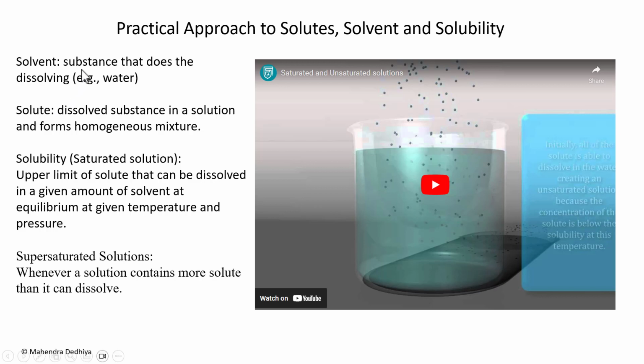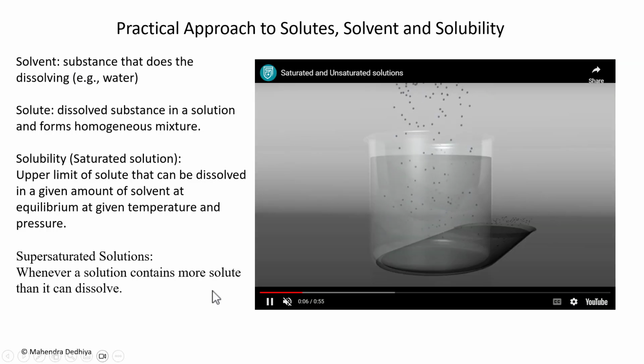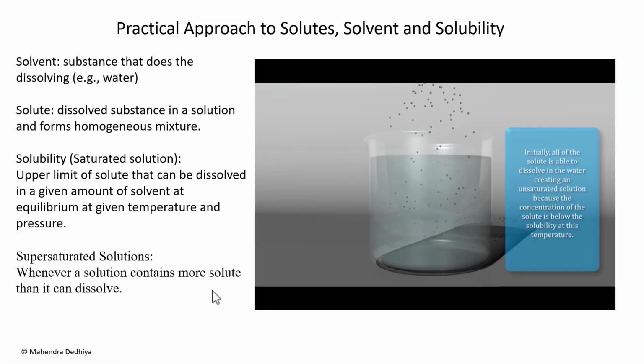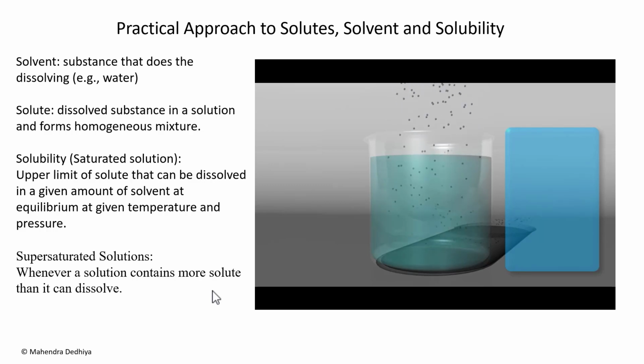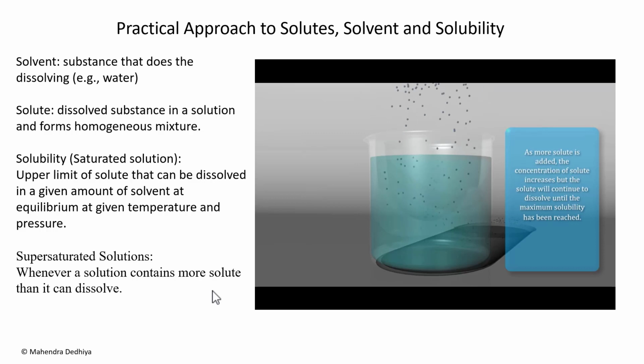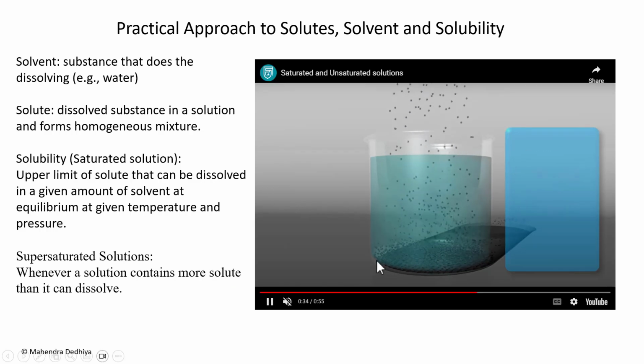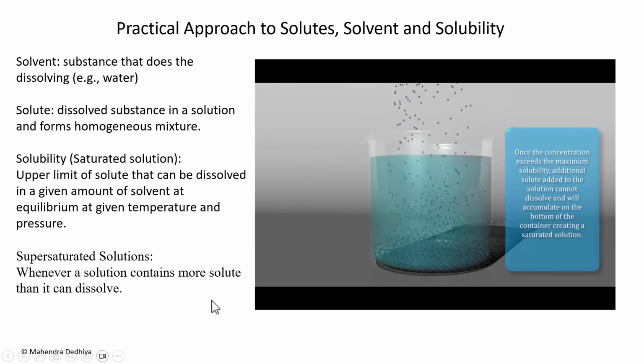And we'll see in this simulation what you will experience in the laboratory. So we start adding solute. Initially, all the solute is able to dissolve because the solution is undersaturated and the concentration of solute is below the solubility at this point. So you see it's dissolving and you see a very clear solution. As we keep on adding more solute, it will not dissolve once maximum solubility is reached. And that's what we see, solute sitting at the bottom or floating.